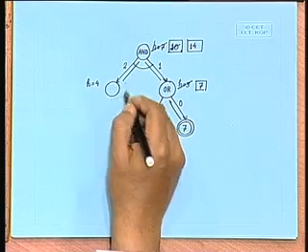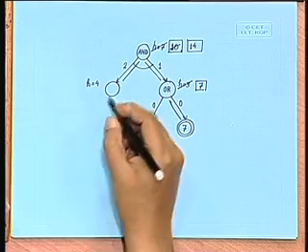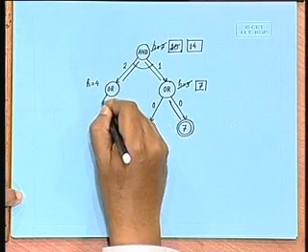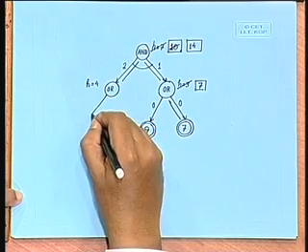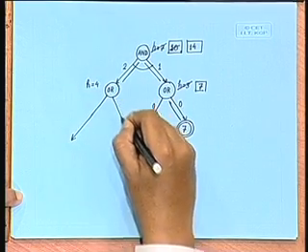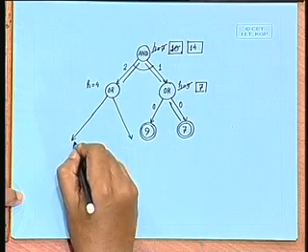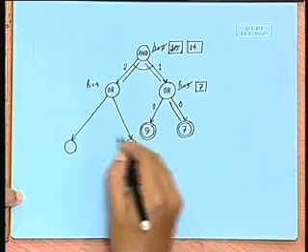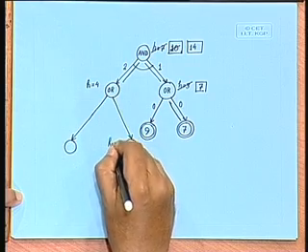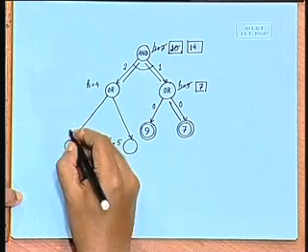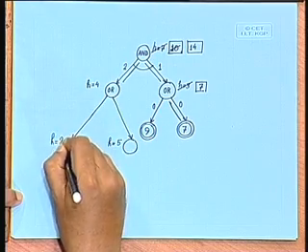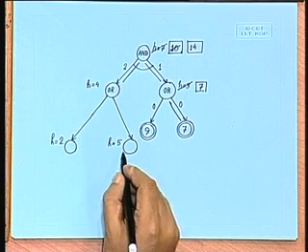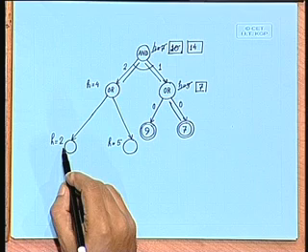So, I will expand this node, and let us say that this is also an OR node. So, I will expand that, and let us say that I get 2 nodes. This one has h equal to 5, this one has h equal to 2, right, h equal to 5, h equal to 2.